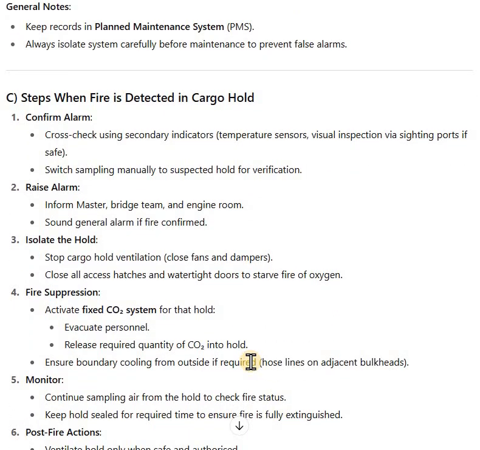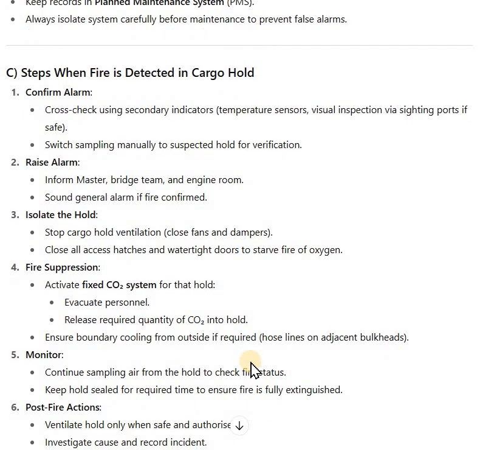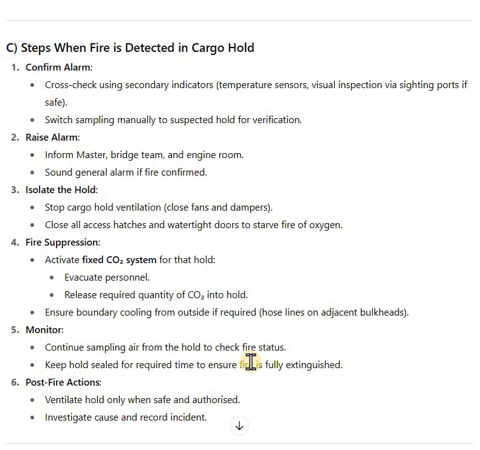Steps when fire is detected in the cargo hold: confirm the alarm, cross check using secondary indicators, switch sampling manually to the suspect hold for verification. Raise alarms, inform the master, bridge team, and engine room. Sound the general alarm if fire is confirmed. Isolate the hold. Stop the cargo hold ventilation. Close all access hatches and watertight doors to starve the fire of oxygen.